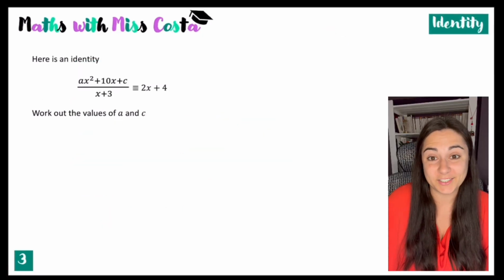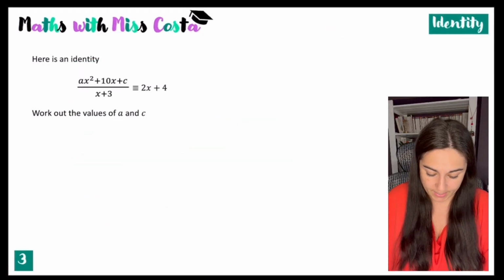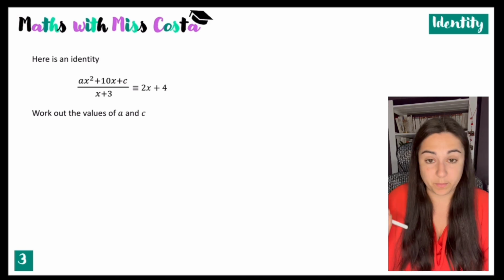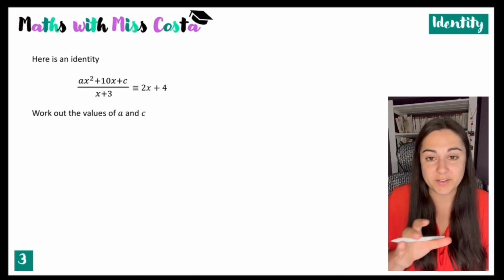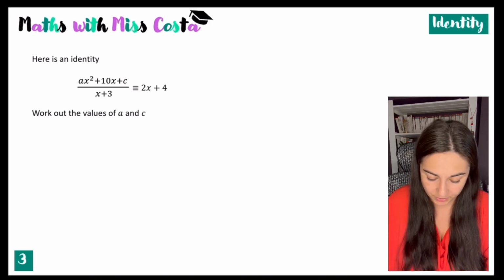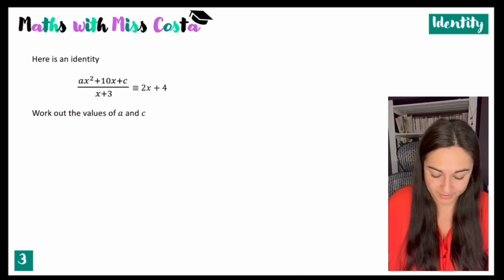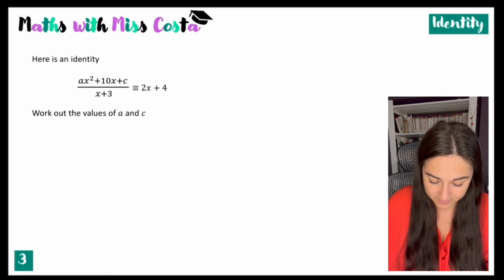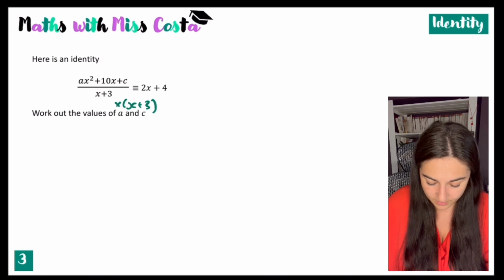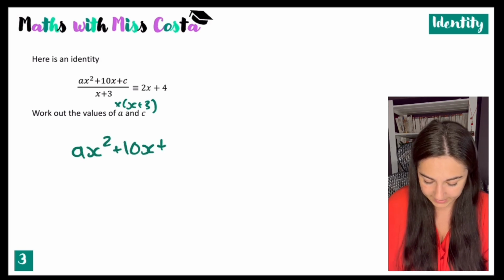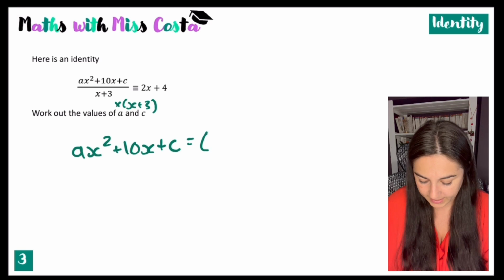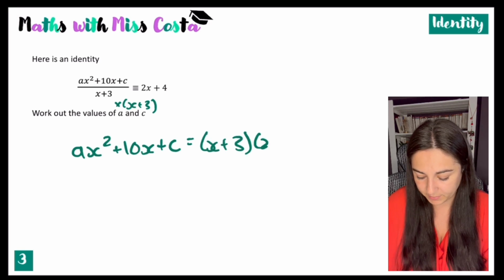So here's a slightly trickier identity question. What can we do? We know that both sides are equivalent to each other and we can manipulate things slightly. So what I'd want to do ideally whenever I have a fraction, especially if it's got algebra, is get rid of that, unfraction the fraction. So multiply both sides by the denominator. So if I multiply both sides by x plus 3, I'd end up with ax squared plus 10x plus c equals x plus 3, 2x plus 4.